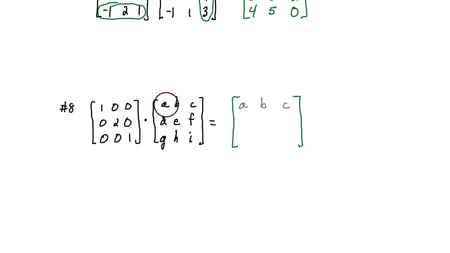0 times a is 0, plus 2 times d is 2d, plus 0. So this makes 2d. 0 times b is 0, 2 times e is 2e, and then 0h. So this makes 2e. And I think this is going to make 2f. Now the last row. 0 times a is 0, 0 times d is 0, and 1 times g is g. Now let's work in the middle. 0 times b is 0, 0 times e is 0, and 1 times h is h. I think I see the pattern. This is going to be I.